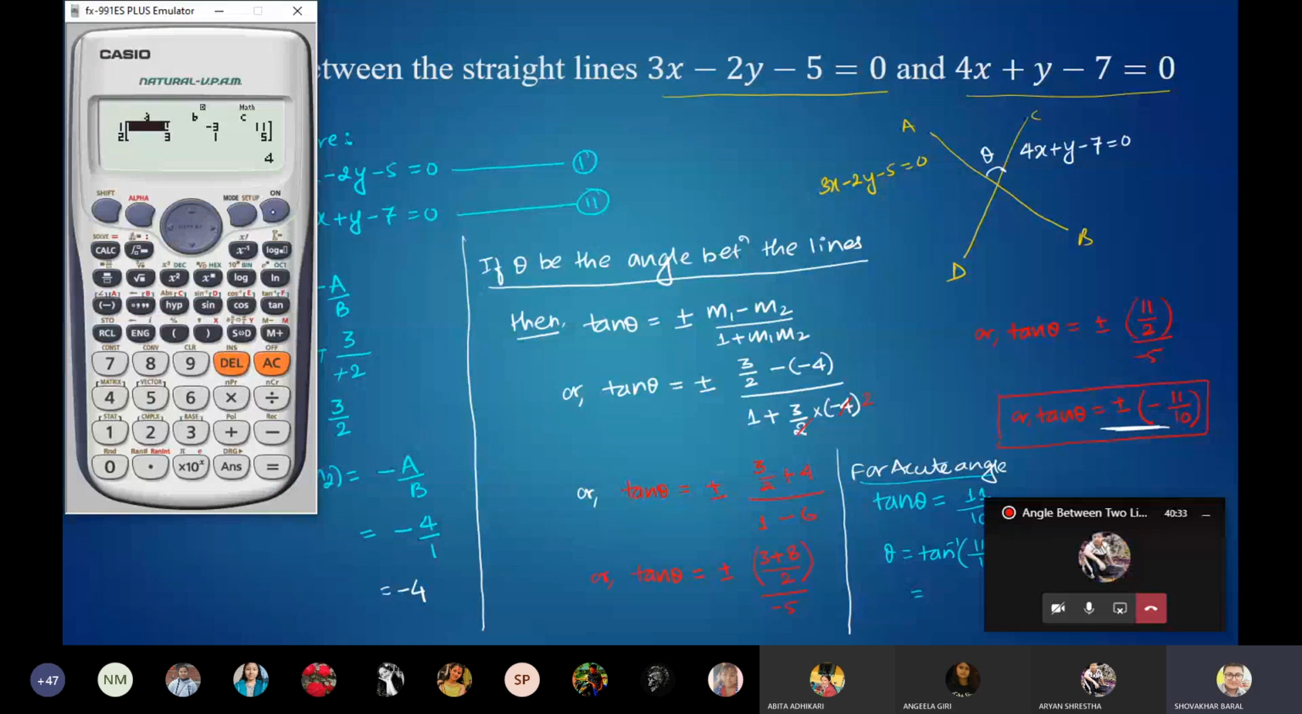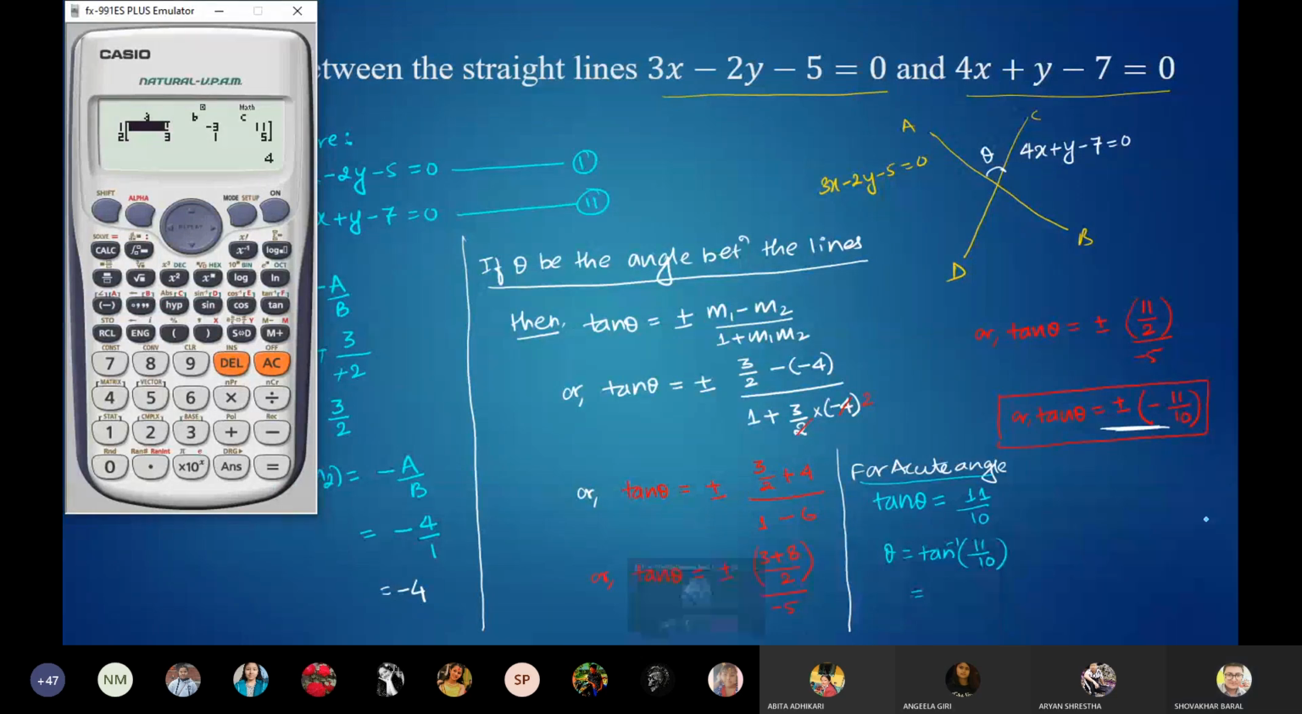Okay, so how to find tan inverse 11 by 10? What you need to make sure is that the calculator displays a D. If it is D, then it is degree. If it is R, then it is radian. If it displays G, then it is grade.